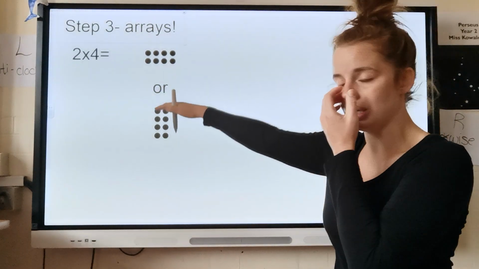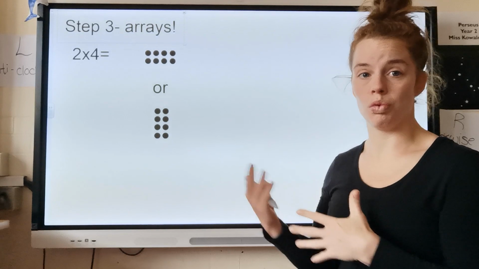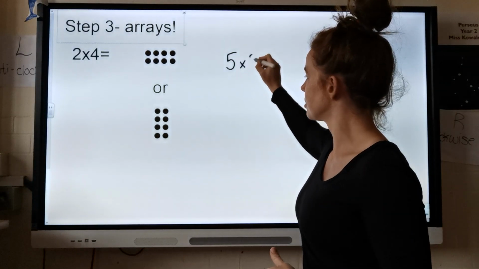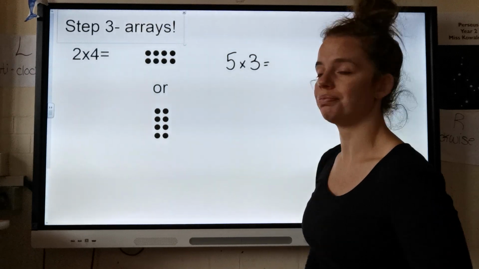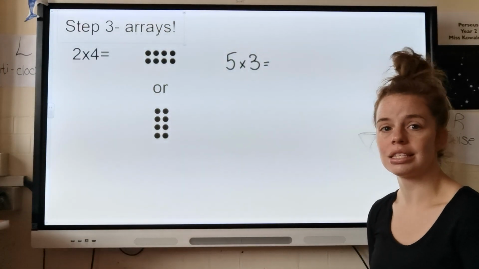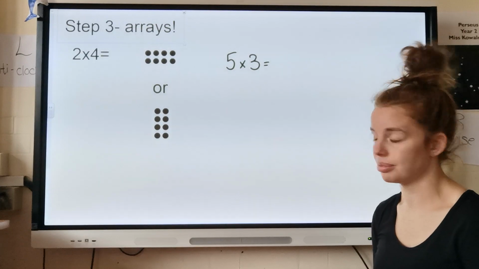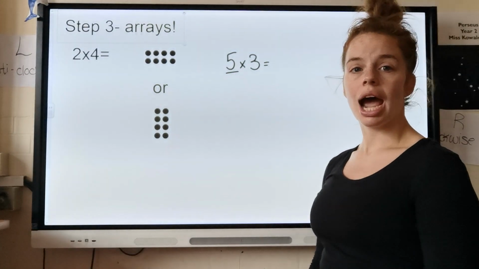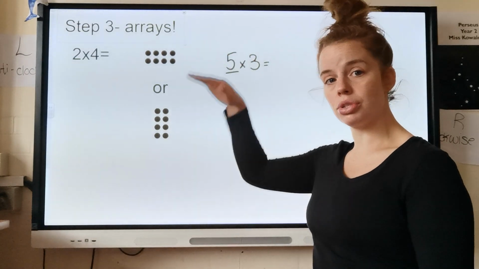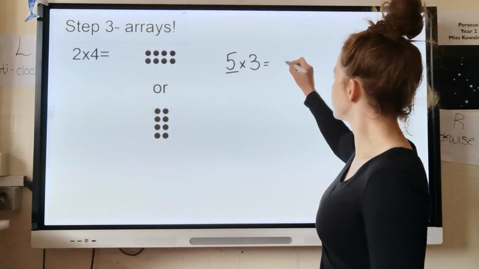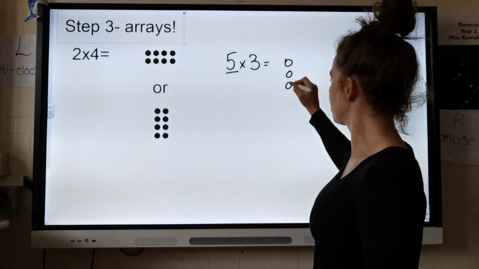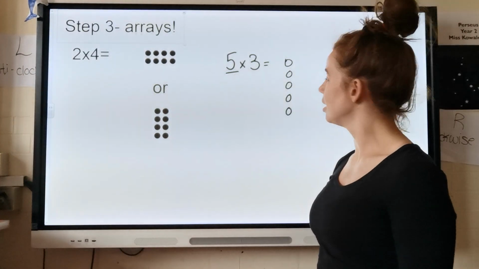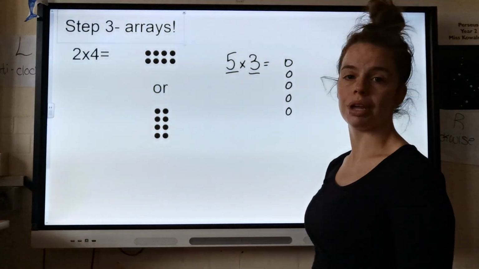All right, so I've drawn them here, but I'm actually going to do one with you. Okay, so we're going to do 5 times 3 equals. So this is just rows and columns. You take your first number, so 5, and you do 5 rows. So just do 5 dots down. 1, 2, 3, 4, 5. And then you're going to do that 3 times.